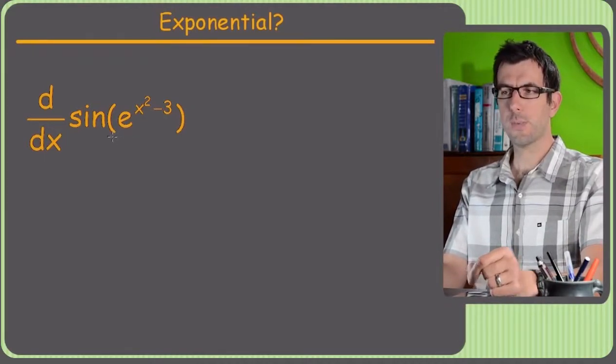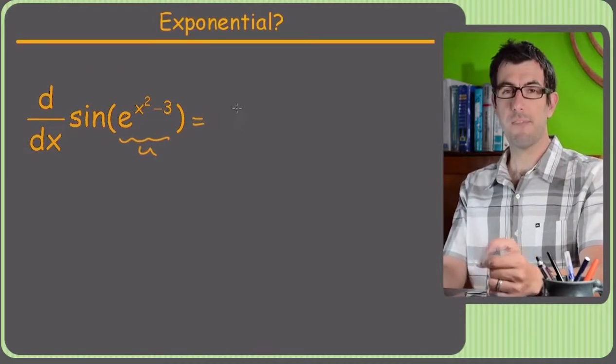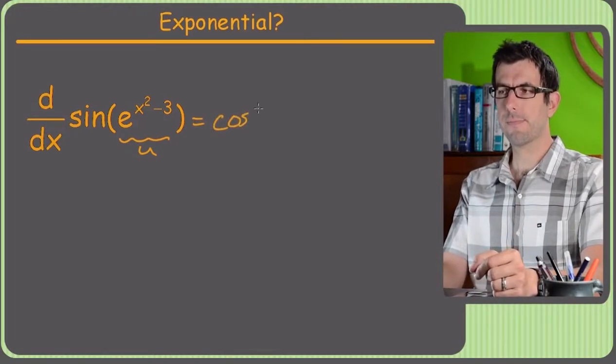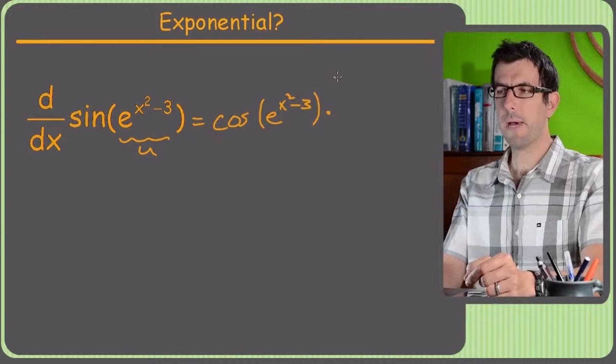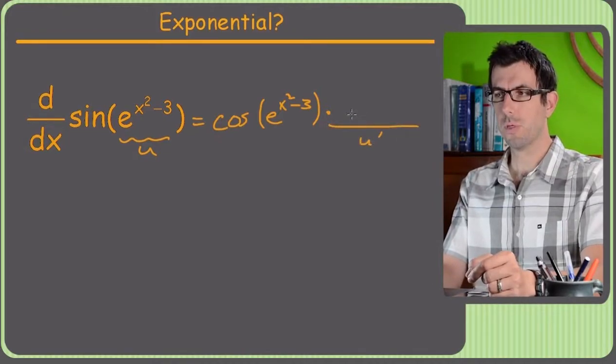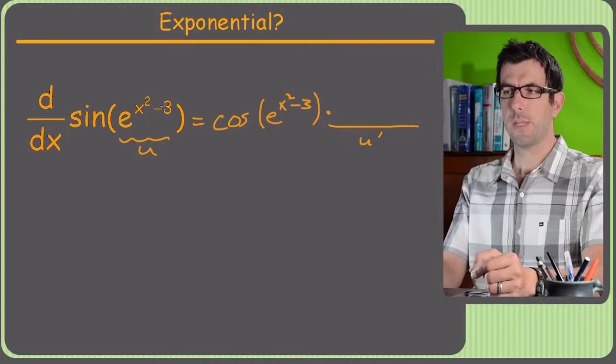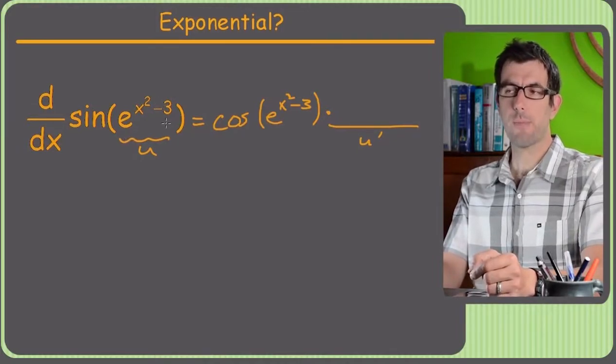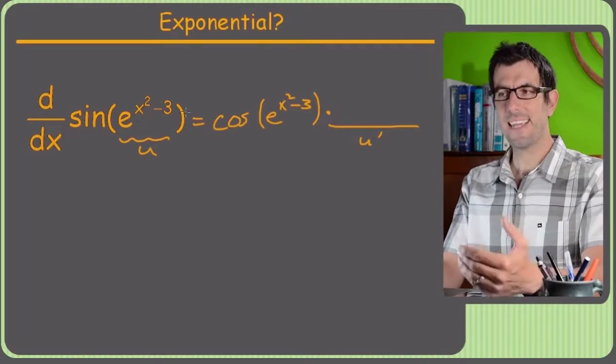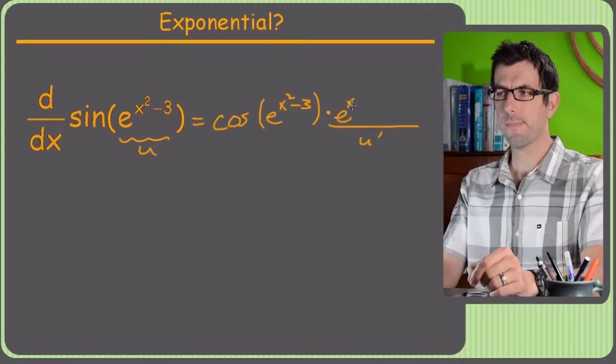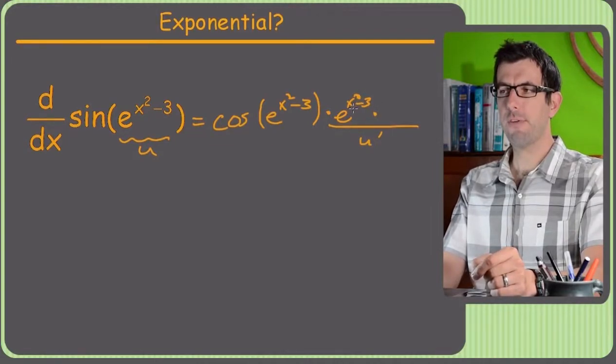All right, so for starters, we got a sine of something, so that's not too bad. So this is our u, right? So the derivative of sine of anything is cosine of that same something, e to the x squared minus 3. All right, but then I got to multiply by my u prime. And my u prime, derivative of e to the x squared minus 3. Well, the derivative of e to the anything is e to that same thing. But then I got to multiply by the derivative of that exponent, which in this case is just 2x.